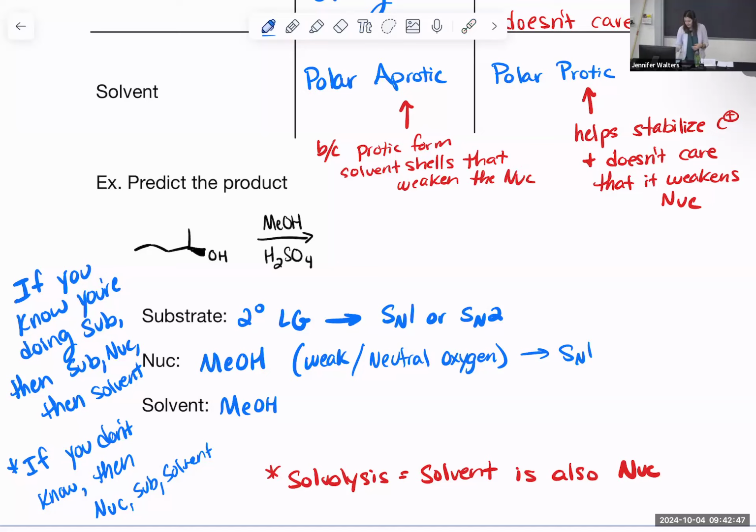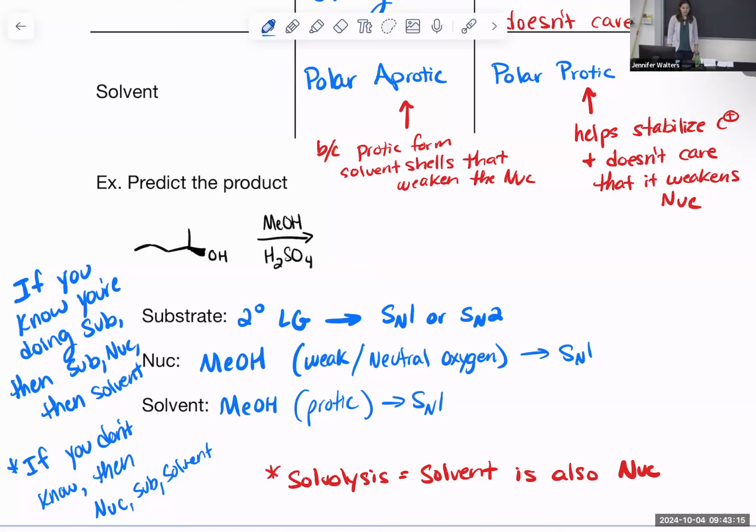Essentially, a solvent is anything that's cheap. It's basically our differentiator. So methanol is a really cheap solvent, really cheap molecule. So we're like, cool, it's a good thing to just dissolve stuff in. But it's protic. So that reinforces the fact that, yeah, we're definitely doing SN1.